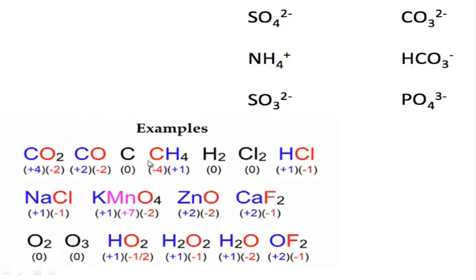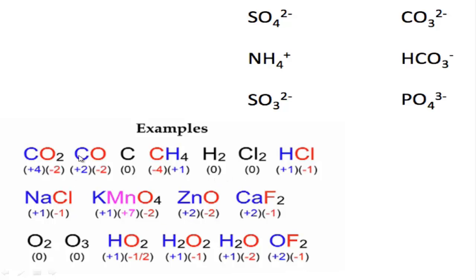Now we will follow some examples of oxidation number. What we have known from the rules, the neutral element or elementary molecules, its oxidation number is always 0. Hydrogen, chlorine, oxygen, ozone, they are elementary molecules, not compound molecules, so their oxidation number is 0.